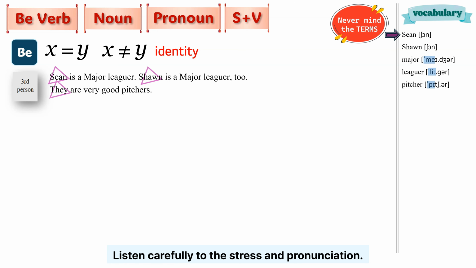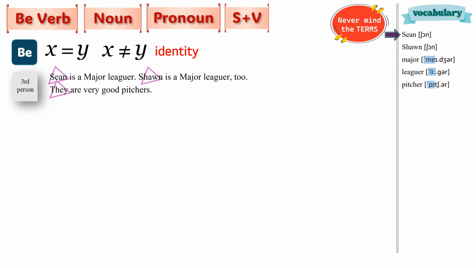Listen carefully to the stress and pronunciation. Sean is a major leaguer. Sean is a major leaguer too. They are very good pitchers.